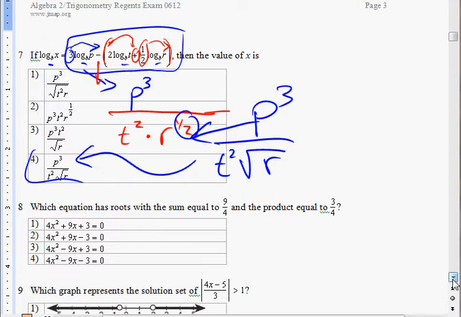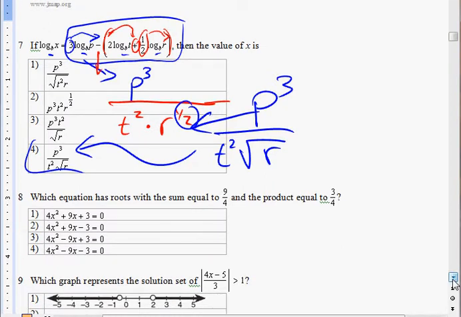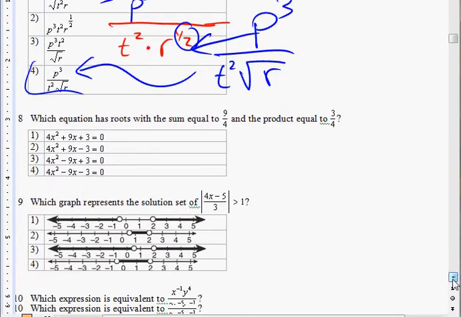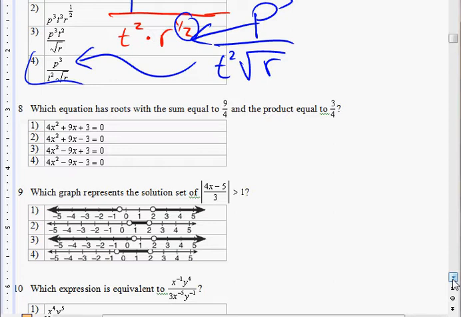Whoops, sorry about that long break in between. I forgot to press the pause button. Let's take a look at number 8.